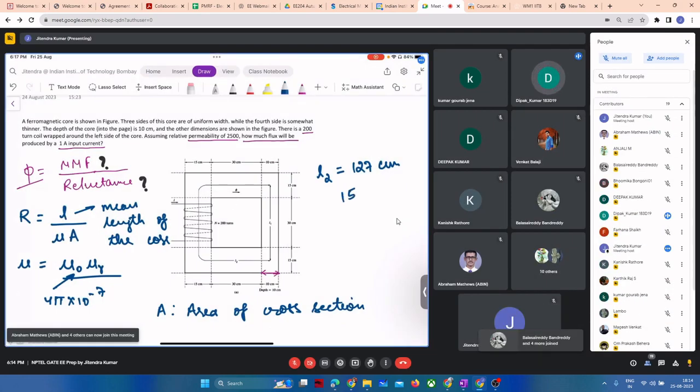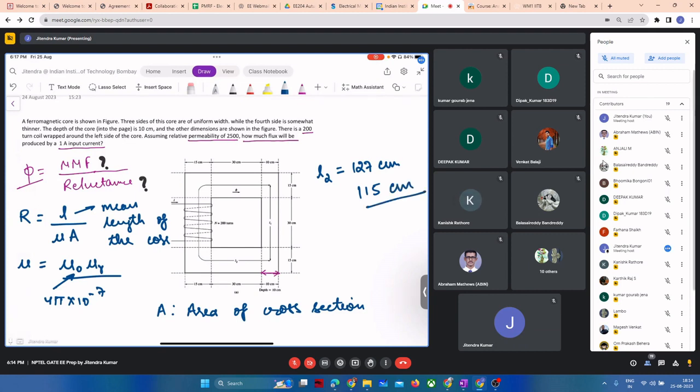115. Okay. So one answer we have is 127. The other answer we have is 115 centimeter. Any other answer?